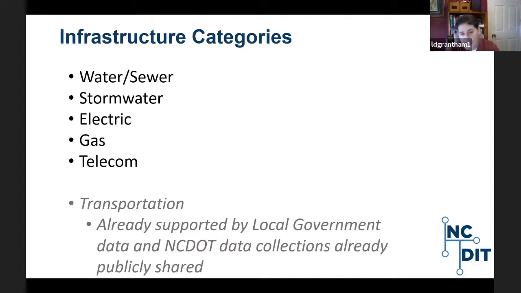Another one that came into the conversation was transportation. So transportation networks being street maps and things of that nature. And we as a group collectively thought that that was probably already being accomplished through DOT or through local governments were making that data available in street centerline form, that kind of thing.